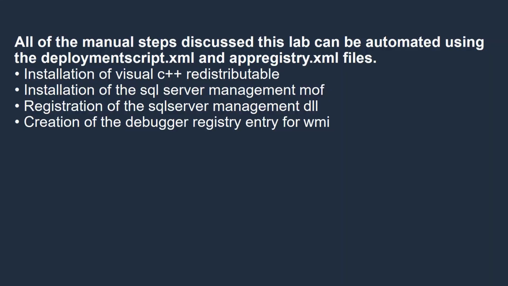We executed a few manual steps. Obviously, you may ask, do I need to do these manual steps in my final distribution package? The answer is no. You can automate all these manual steps by using two XML files. One is deployment script XML, the other one is app registry XML file. So this includes, in this lab series, for example, things like installation of Visual C++ redistributables, installation of SQL Server Management MOF files, registration of SQL Server Management DLL, and also creation of the debugger registry entry for WMI.